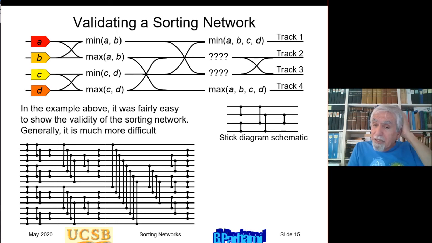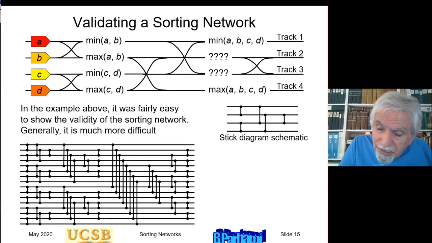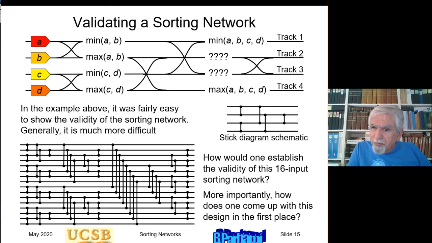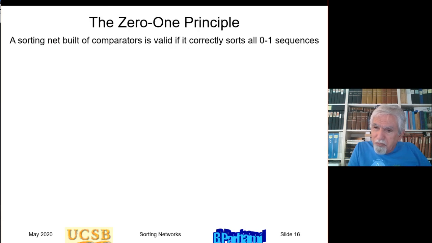Basically, if you have 16 inputs, the inputs can arrive in any of 16 factorial possible orders. And 16 factorial is a huge number. I have to basically test this network for each of those 16 factorial cases to make sure it works in all cases. So how would we establish this? This is hard. We have something called the 0-1 principle.